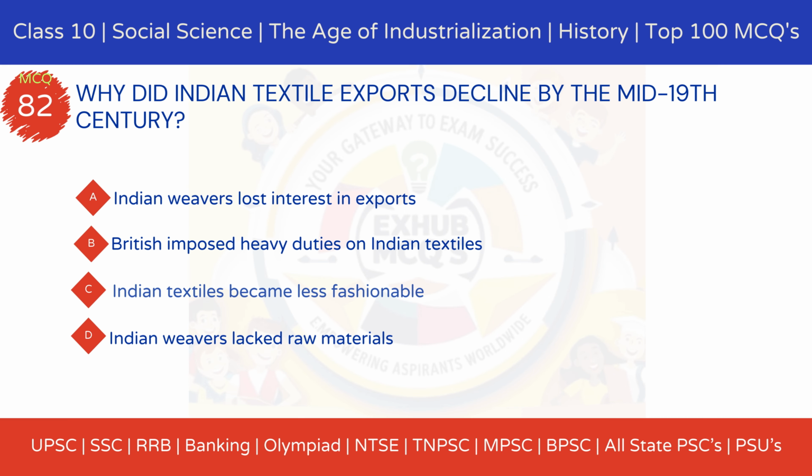MCQ 82. Why did Indian textile exports decline by the mid-19th century? Option A. Indian weavers lost interest in exports. Option B. British imposed heavy duties on Indian textiles. Option C. Indian textiles became less fashionable. Option D. Indian weavers lacked raw materials.